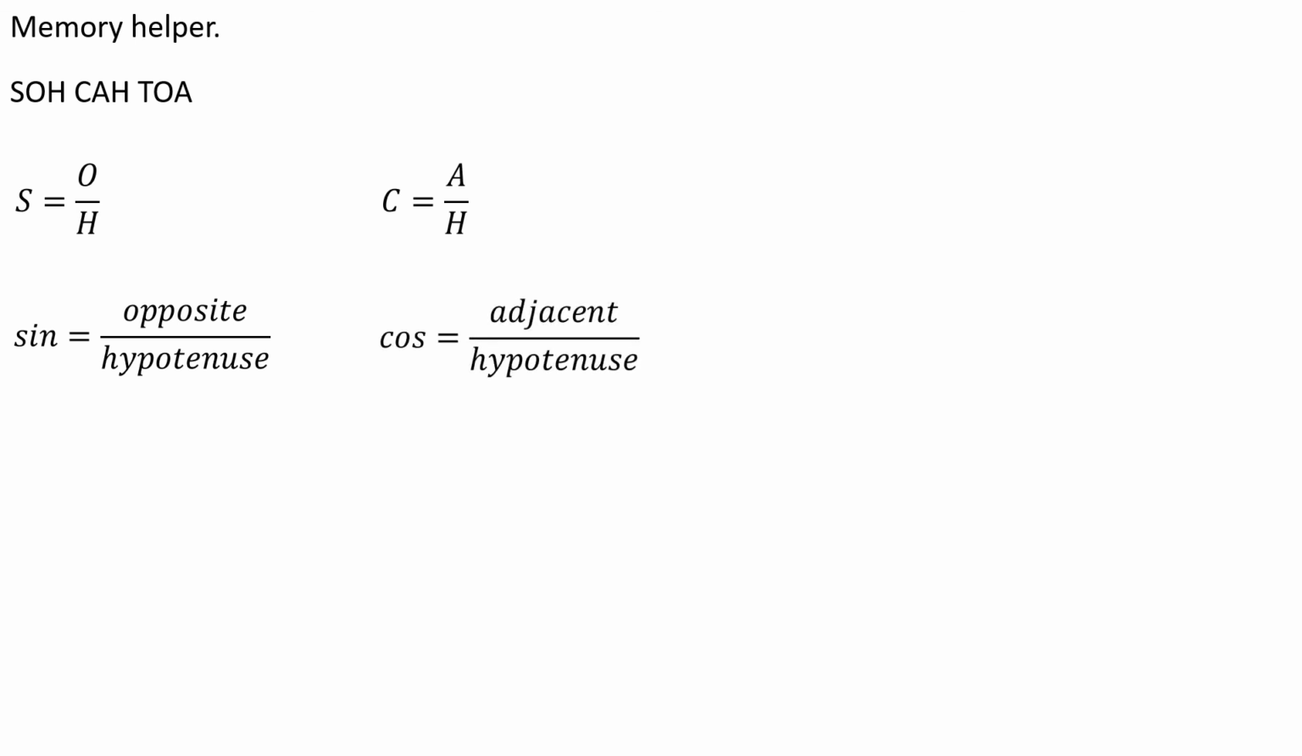Okay, and SOHCAHTOA is what helps my memory out here. That reminds me that sine is opposite over hypotenuse. It reminds me that cosine is adjacent over hypotenuse. It reminds me that tangent is opposite over adjacent. SOHCAHTOA. That's a memory device.